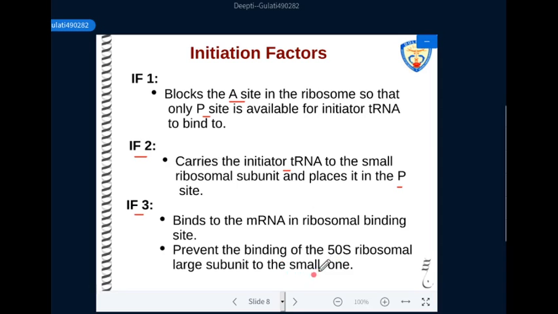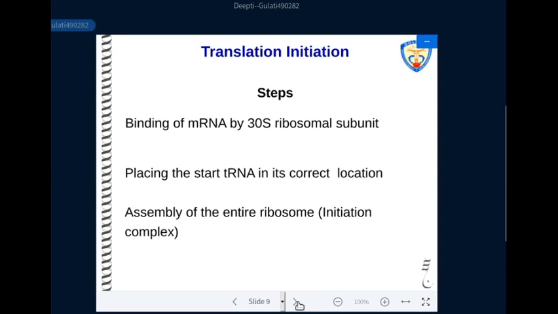That means until the 30S subunit has first bound to the messenger RNA and has bound to an initiator tRNA, only then is the 50S ribosomal subunit allowed to bind. So the function of IF3 is to separate the 30S and the 50S subunits till the time the messenger RNA and the initiator tRNA have attached to the small ribosomal subunit.